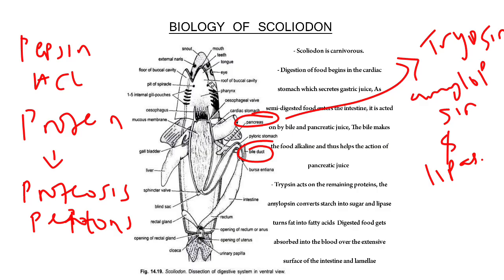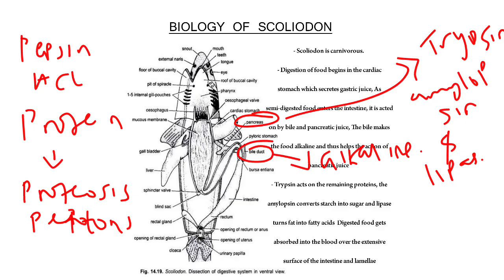What is the function of the bile? The function of the bile is to make the food more alkaline. Make the food what? More alkaline. And thus, it helps the action of the pancreatic juice. Remember I told you, what does the pancreas secrete? It secretes trypsin, amylopsin, and lipase.